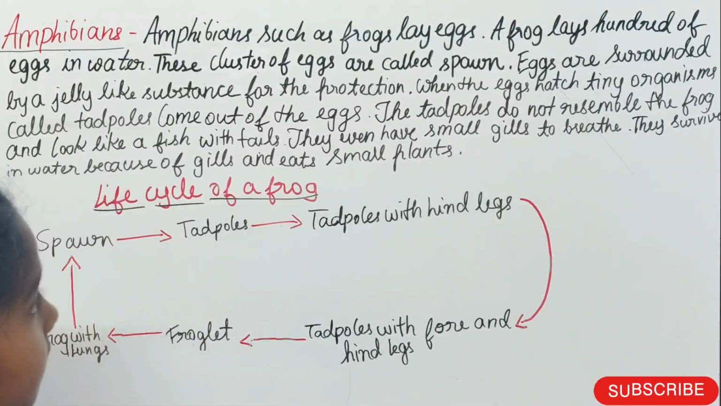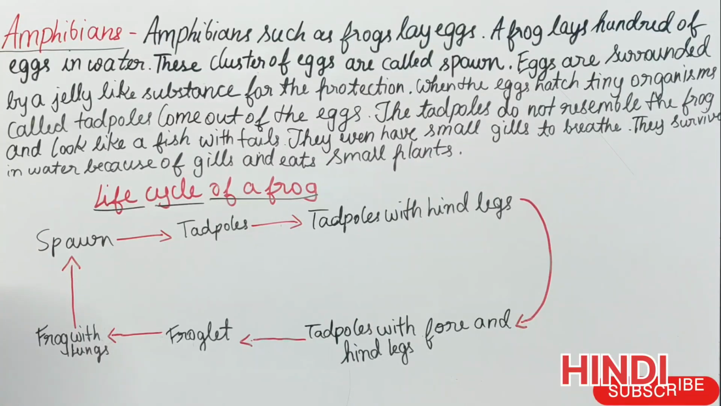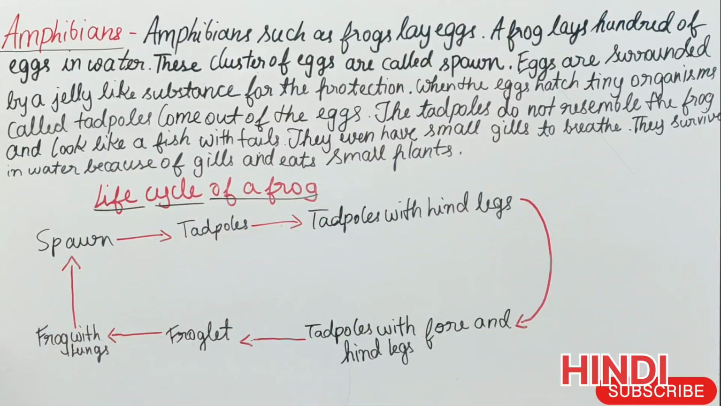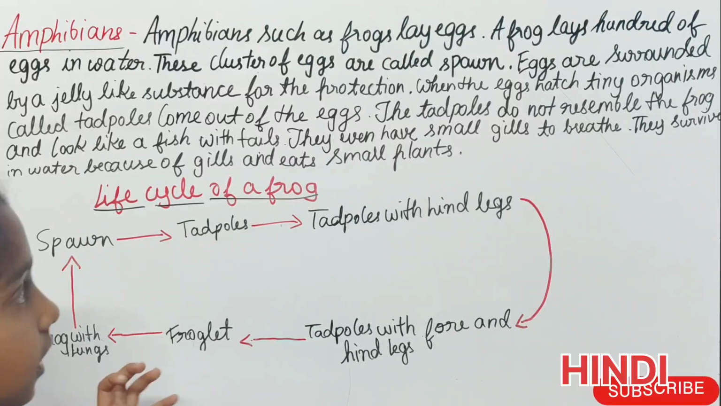A frog lays 100 of eggs in water. जो frog होता है वो 100 eggs देता है, ठीक है, पानी में वो भी. So this cluster of eggs are called spawn. ये सब जो ग्रुप होता है सब एक ग्रुप में ही 100 eggs देता है frog. So इस eggs को बोलते हैं spawn, ठीक है.